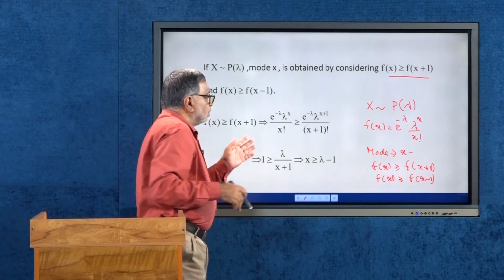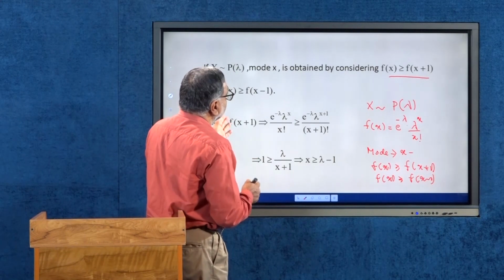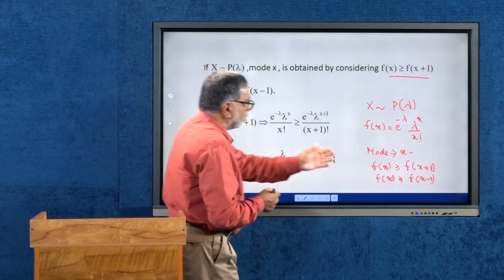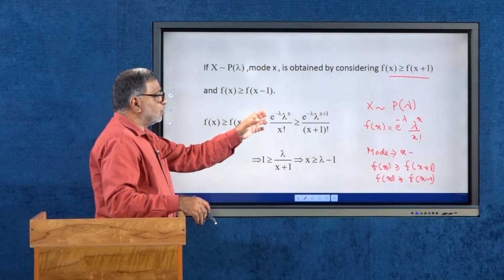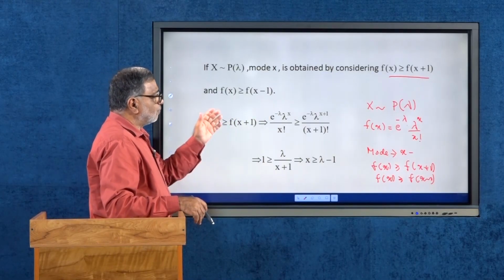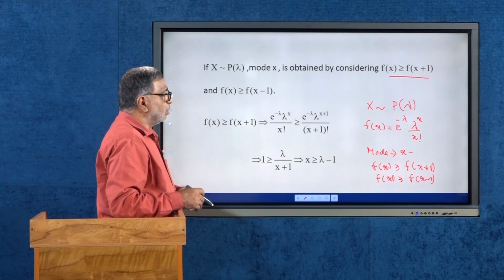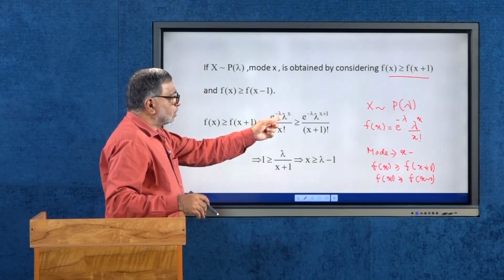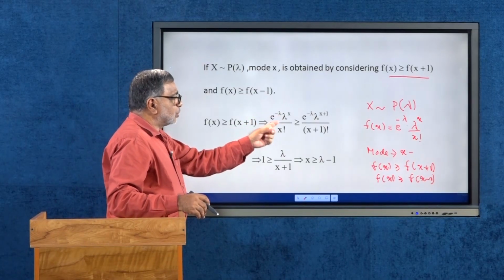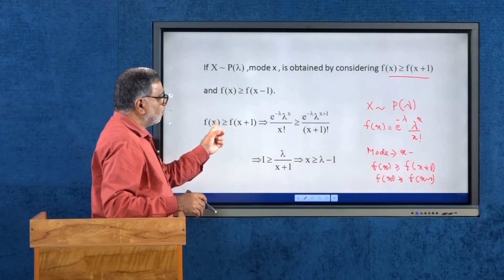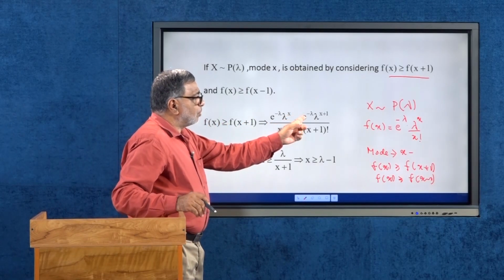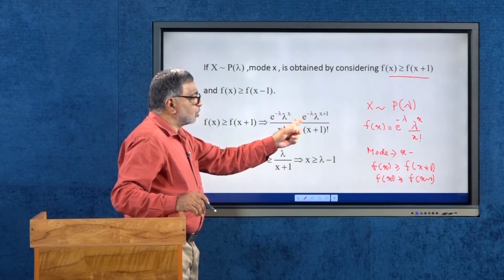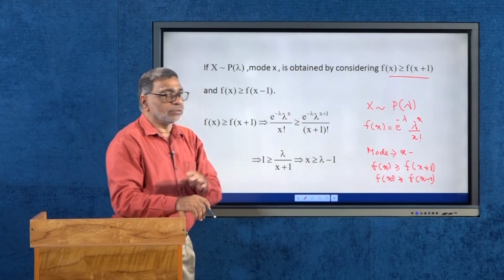And when we are considering the first case, f of x greater than or equal to f of x plus 1, you substitute the values of f of x and f of x plus 1. That is, e power minus lambda, lambda power x divided by x factorial, that is f of x, greater than or equal to f of x plus 1, that is e power minus lambda, lambda power x plus 1 divided by x plus 1 factorial.